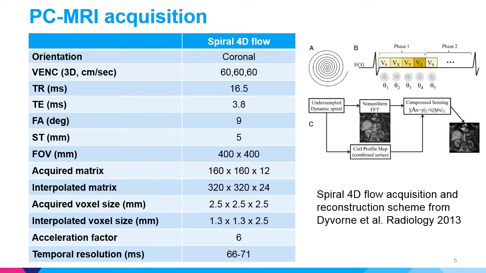The phase contrast acquisition consisted of a stack of spirals with velocity encoding and velocity compensation. 4 stacks of spirals were acquired in each cardiac phase. For the technical details of the acquisition, you can consult a publication from our group. The orientation of the acquisition was coronal, and we used a velocity encoding parameter of 60 centimeters per second. The acquired voxel size was 2.5 millimeters isotropic, and we had an equivalent acceleration factor of 6 compared to conventional 4D-flow acquisition.